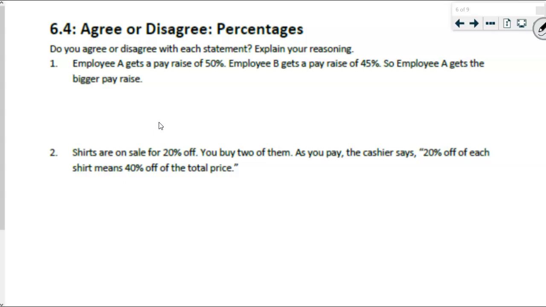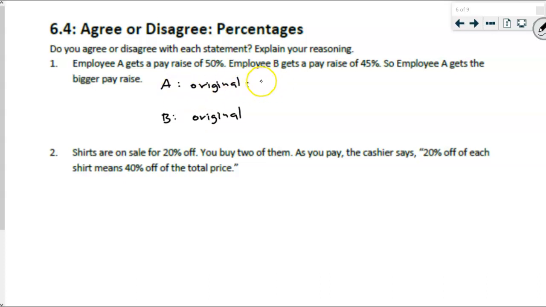Yeah. Because if employee A makes like $10 an hour, he's getting now $15 an hour. But if employee B gets a pay raise and he does like $30 an hour, he's gonna be way up there and A's gonna be way down. Yeah, you're exactly right. A percent maybe isn't quite enough information.